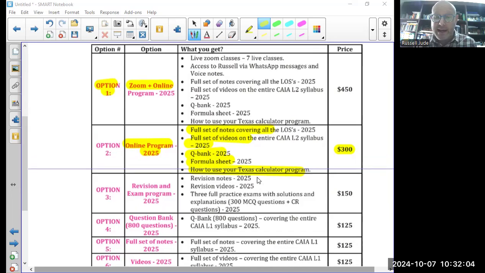Option number 1 is exactly the same as option 2, with two little changes. Number 1, you've got live Zoom classes, 7 live Zoom classes. We meet once every second week. It's always on a Sunday to make sure it meets with people's schedules and calendars and timings. And we meet 7 times.